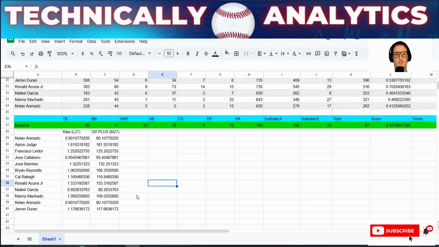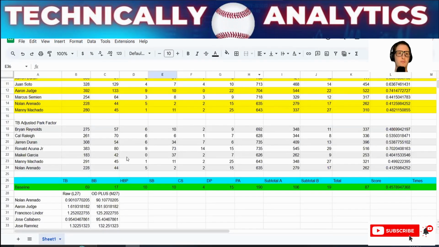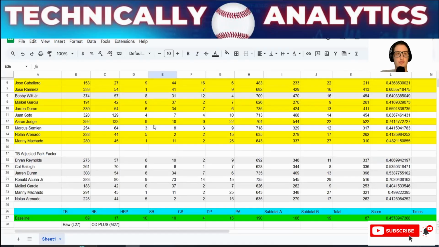You can judge by their actual stats, because you have to remember, offensive disruption is basically any strategy or play by the offense that makes the defense react unpredictably or ineffectively, thereby gaining an advantage. So the more you can do these things, the more you can accumulate some of these stats, the better off you are, and the less you do the other ones that hurt your team, the better. And this is always true in baseball, always has been true. I don't think anyone's disputing it. So yeah, this is offensive disruption plus.